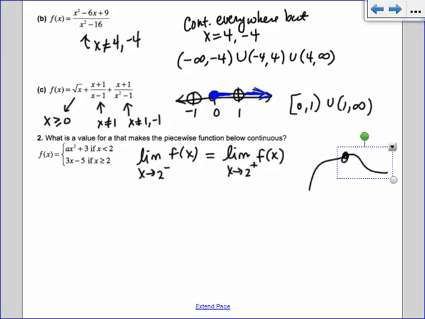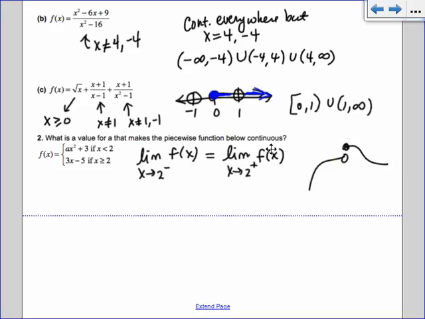We want them to be filled in, okay? This is cool. Do you like how I'm moving it? All right, so we want for them to match up from both sides. Okay, so we're going to do that.